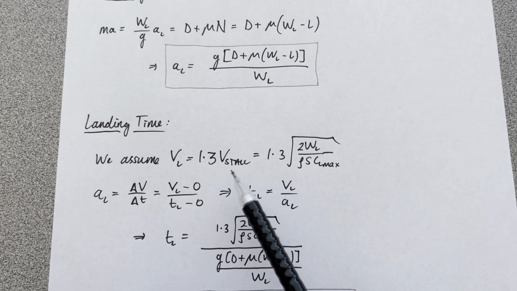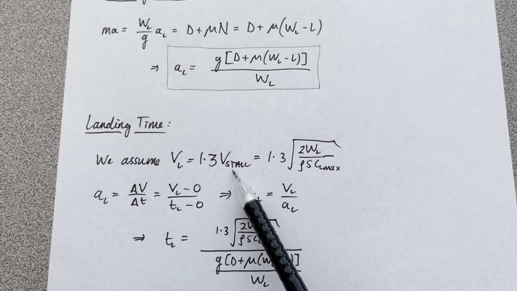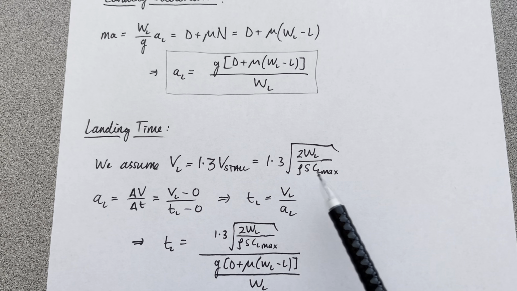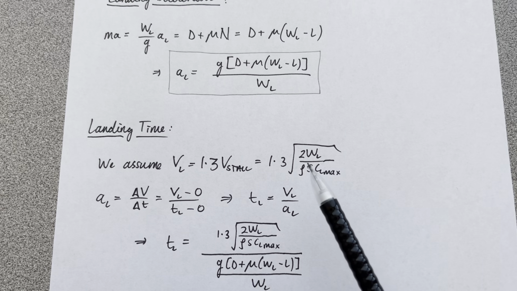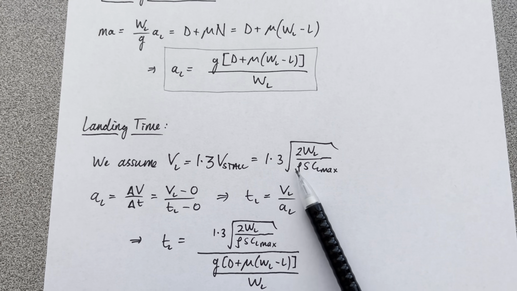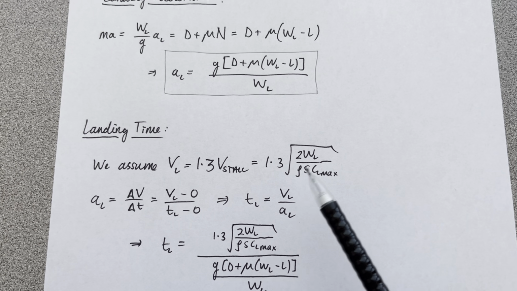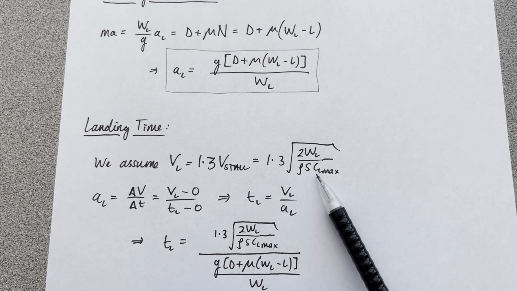In the previous video I showed you how we derive this expression here for the stall speed. V stall corresponds to CL max, and we just use the lift equation to get this expression. So if you're not sure where this square root term comes from, just check out the previous video on the takeoff distance.